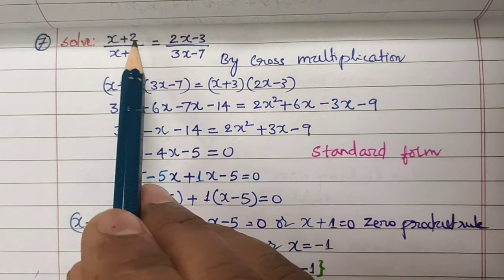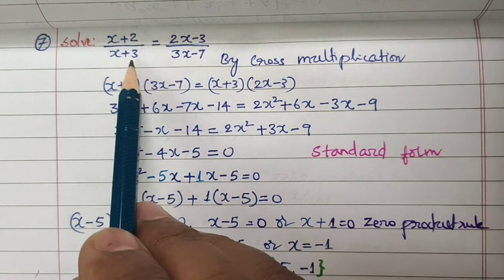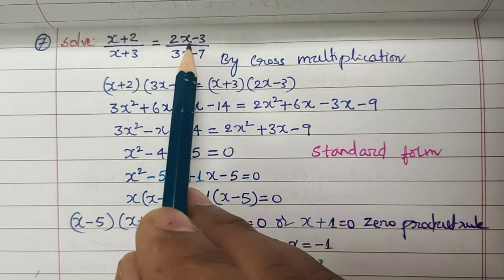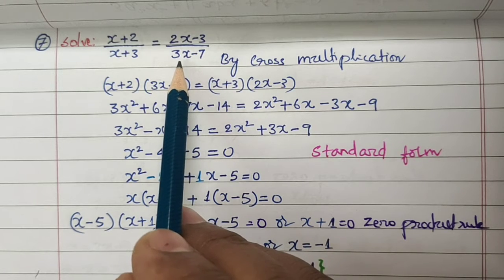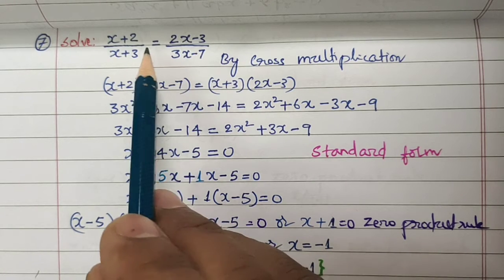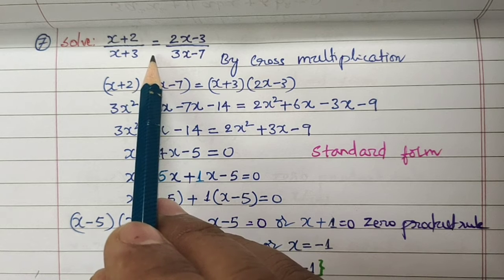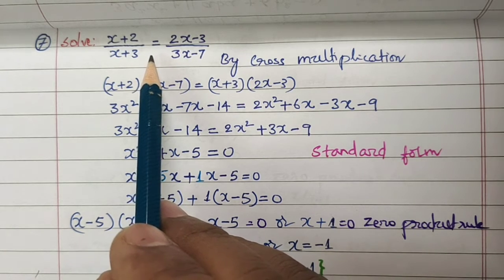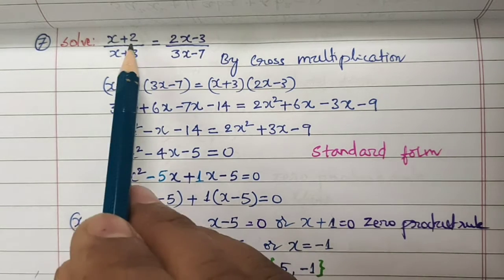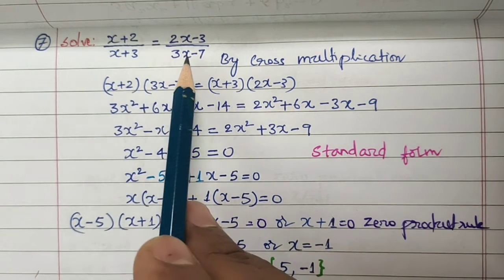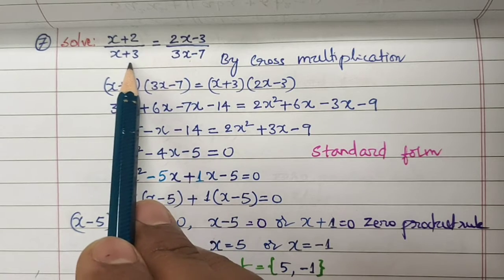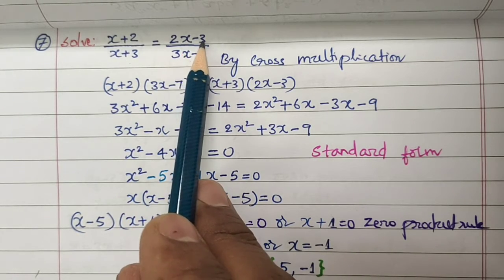Solve (x+2)/(x+3) = (2x-3)/(3x-7). Cross multiply these two and bring it into the standard form of a quadratic equation. Then, by using factorization, solve for x. Cross multiply these two: (x+2) into (3x-7), (x+3) into (2x-3).